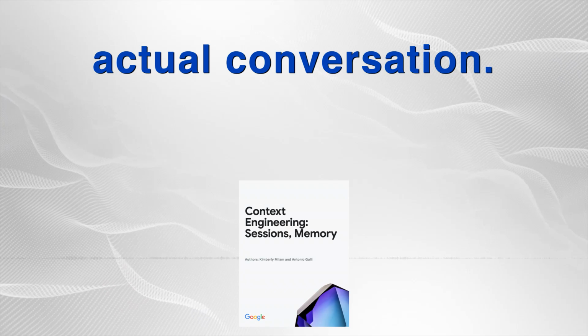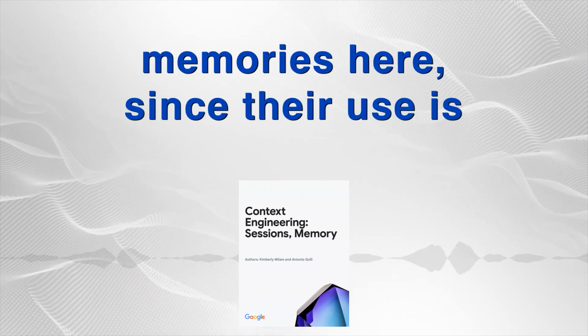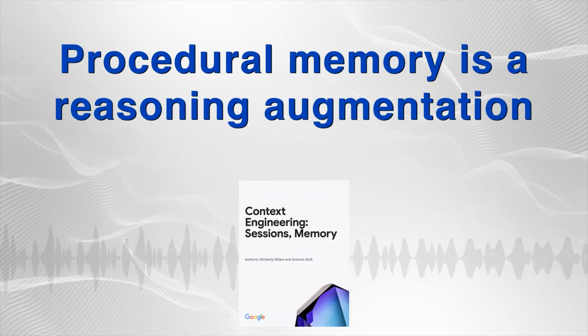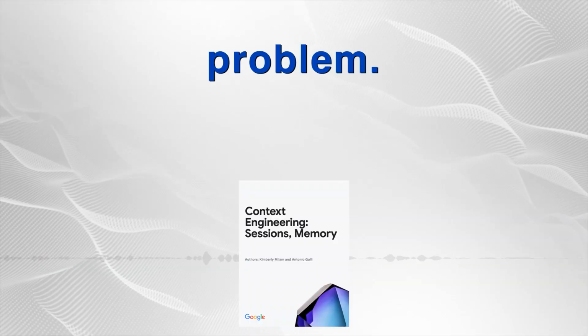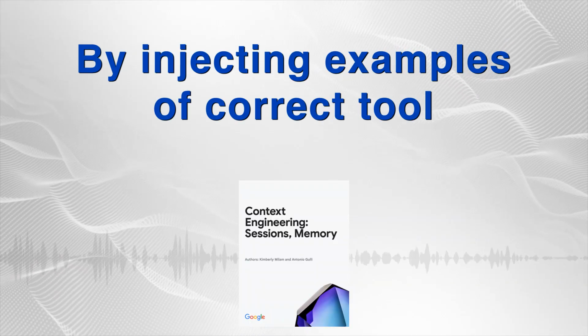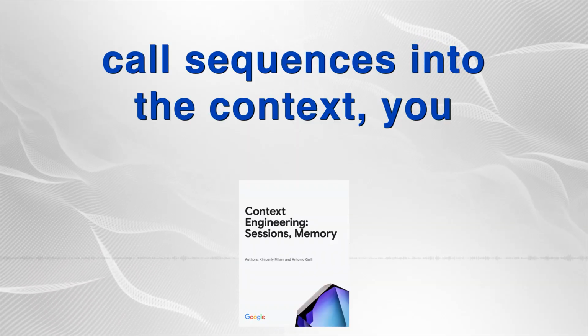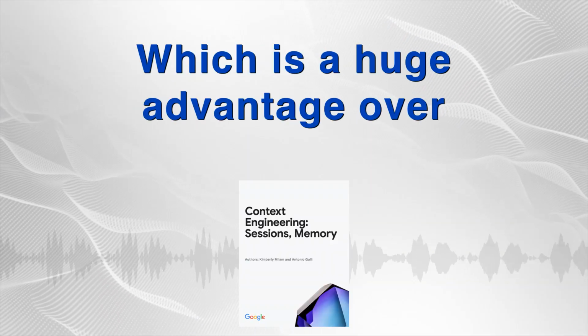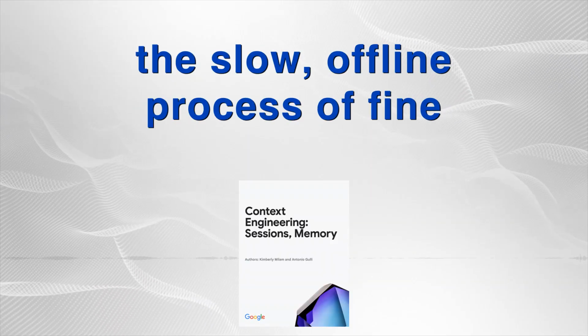of the actual conversation. We should briefly touch on procedural memories here, since their use is so different from fact retrieval. Procedural memory is a reasoning augmentation problem. It's the knowing how. By injecting examples of correct tool call sequences into the context, you get fast online adaptation of the agent's logic. Which is a huge advantage over the slow, offline process of fine-tuning.